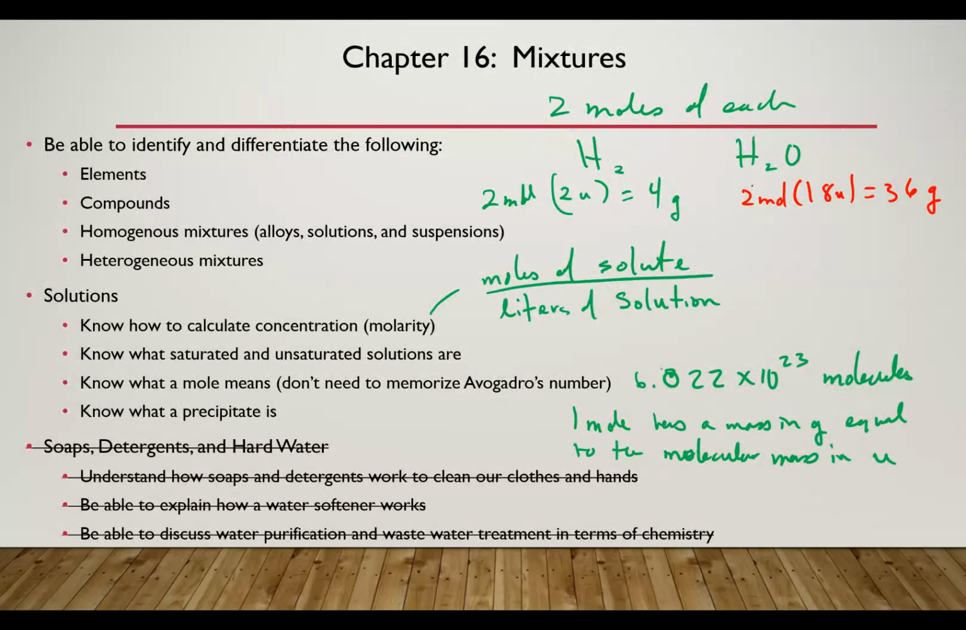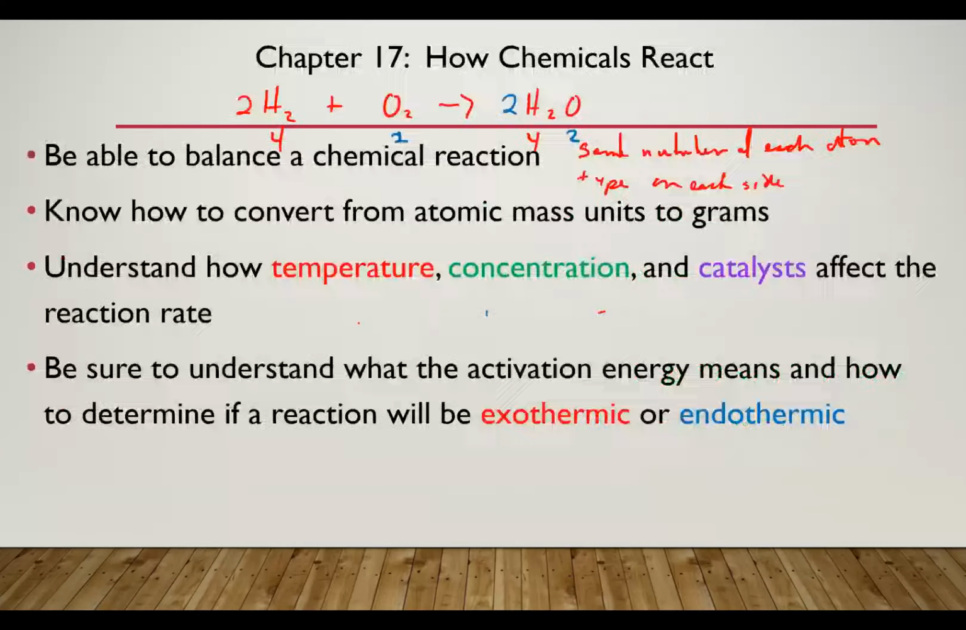Right here where we multiplied by a mole, in this case 2 moles. So we had 2 times 2 is 4. A mole times atomic mass unit is a gram.